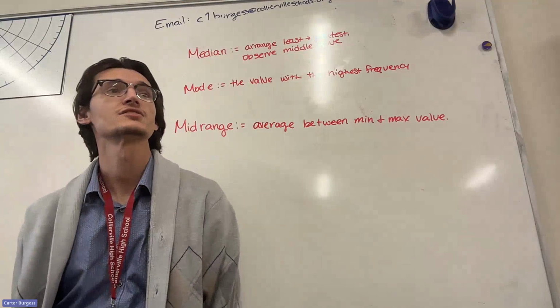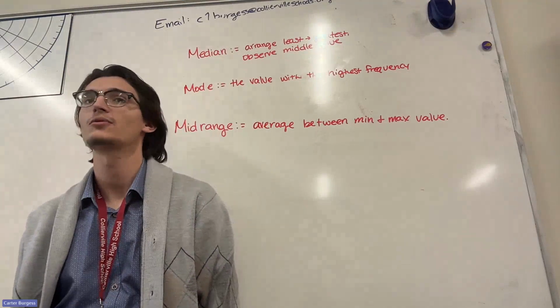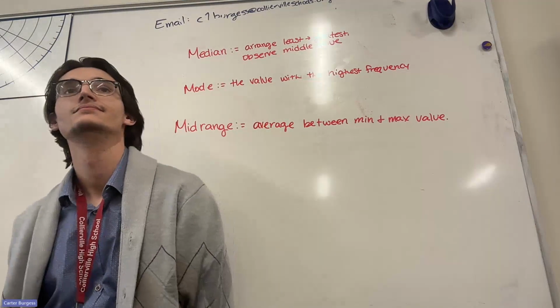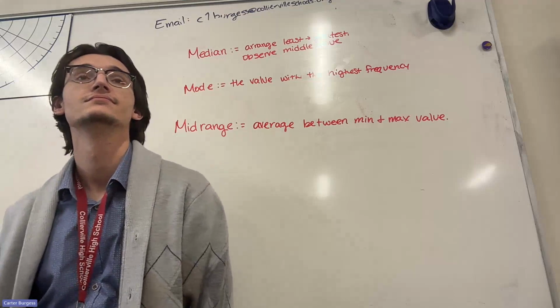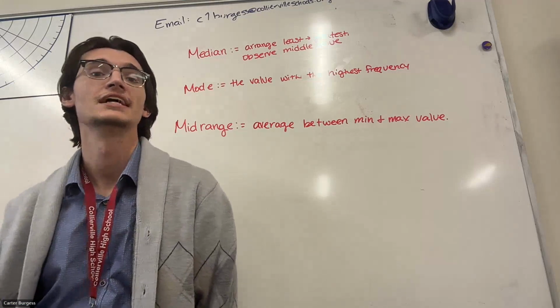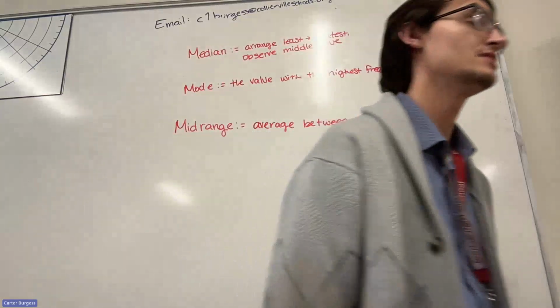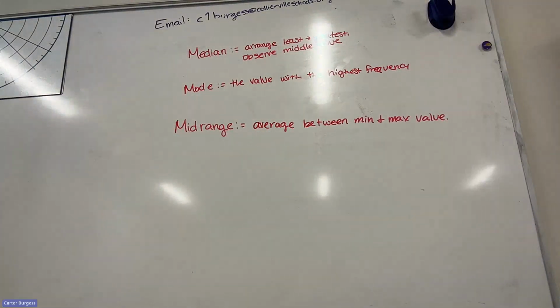All right, any questions from 3.1? Yeah, the average, it's showing me 12.7. You might be using the wrong list.